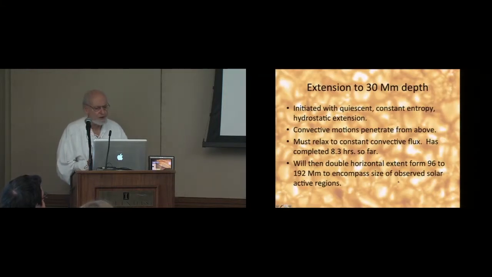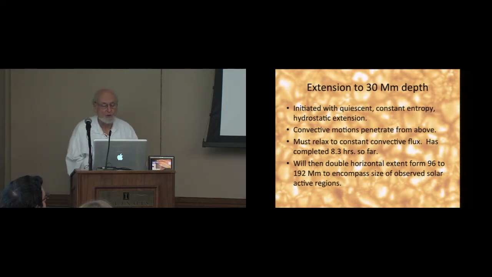So in these two things that we've been running, what we did to extend the 20 megameters down to 30 megameters is that we extended it with a quiescent constant entropy hydrostatic extension, and the convective motions then penetrate in from above, and it has to relax thermally. So far it's run about 8 1/3 hours, and when it finishes relaxing, we will double the horizontal extent from 96 to 192 megameters, which will be able to really encompass the size of a real solar active region.